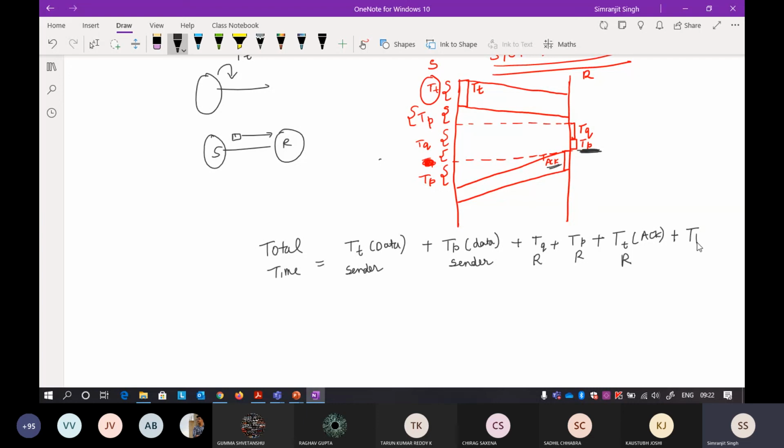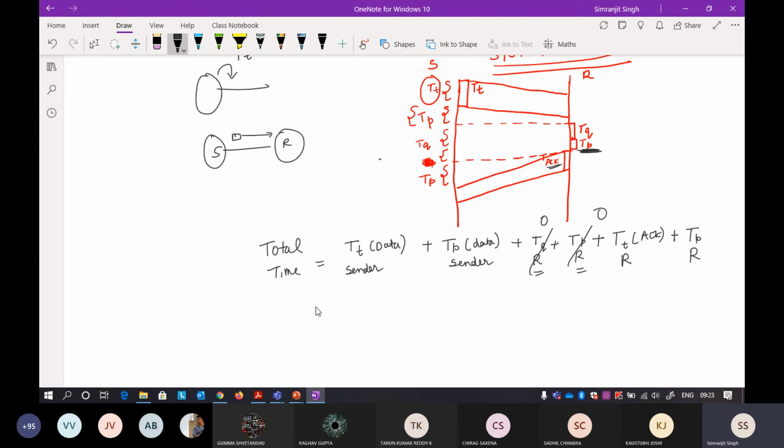This is your propagation delay, again from the receiver side. So now these are your total times. Again from the sender side you can calculate that there will be a queuing delay as well as a propagation delay. I'm just assuming the queuing delay as 0 because I have already told you there is no way to find out what exactly the queuing delay is for a particular machine, sender or receiver. So I'm not counting this time. I'm saying that it is negligible.